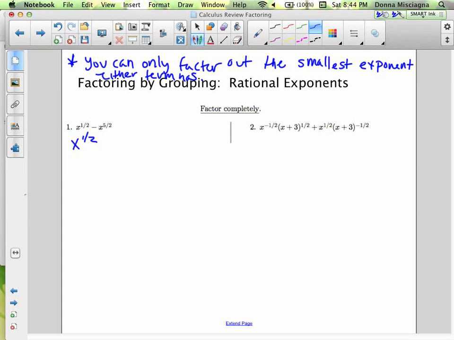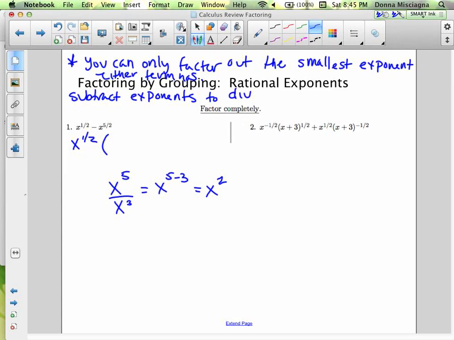Sometimes students have difficulty with these just because they're fractions. But remember, when you divide, you subtract exponents. If I had something simple like x to the 5th divided by x cubed, that's the same as x to the 5 minus 3 power, or x squared. So you subtract exponents to divide.